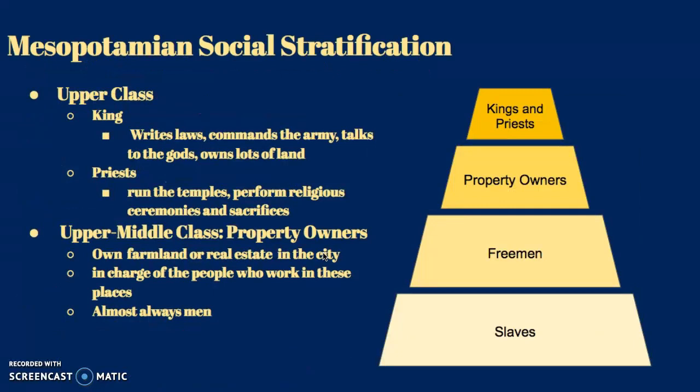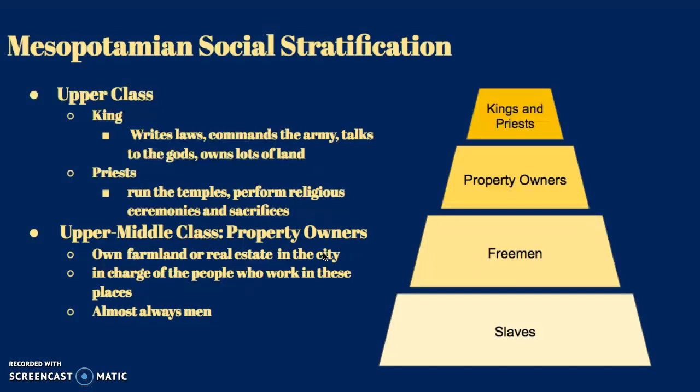The last thing we're going to look at is Mesopotamian social stratification. So in Mesopotamia, the upper class are the kings and priests. And we already know that these guys are basically in charge of communicating with the gods. The king also is in charge of writing laws, and he owns a lot of land.